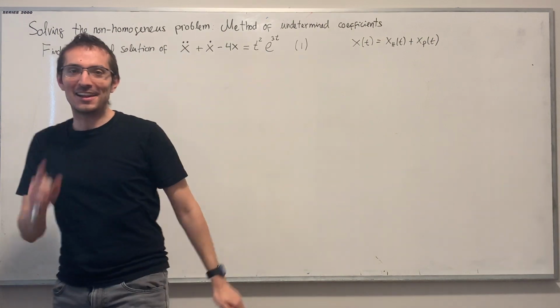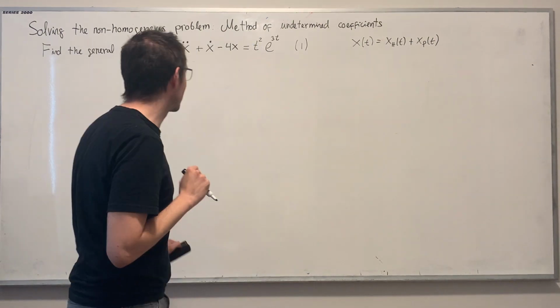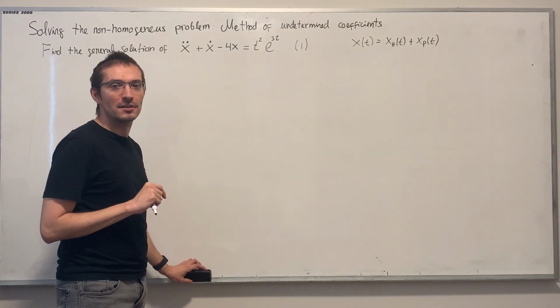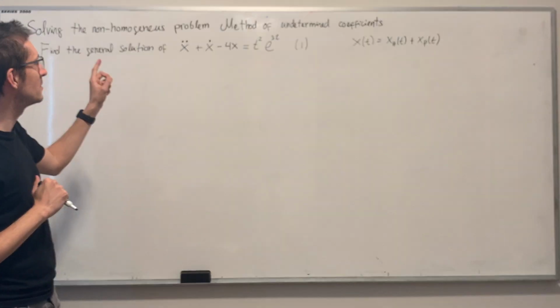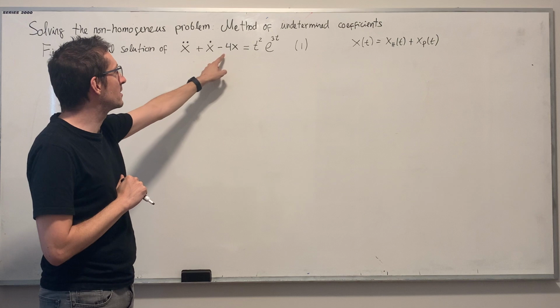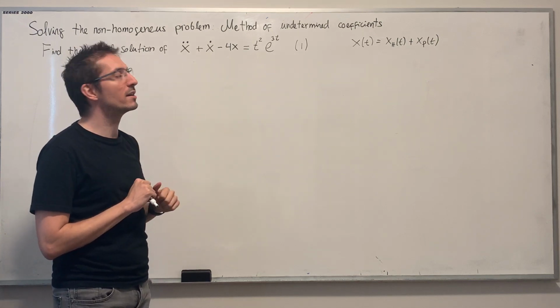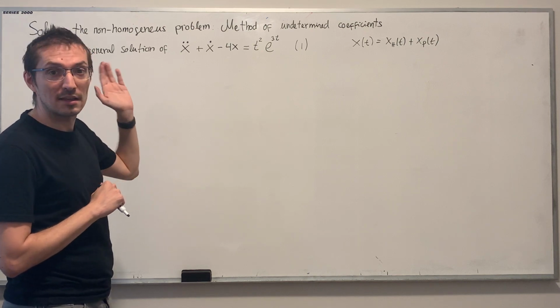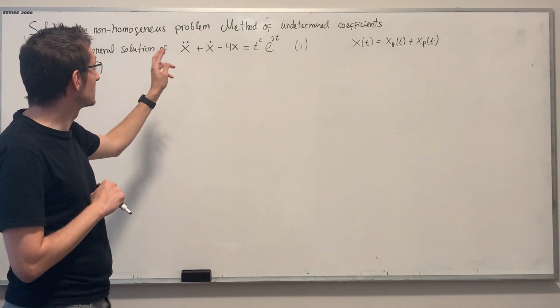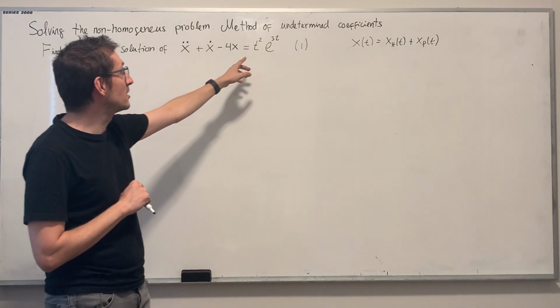All right, a little bit of time travel in action for the next example. Let's solve this non-homogeneous equation. Find the general solution of x double dot plus x dot minus 4x equals t squared exponential of 3t. Now we see right away that this is an ordinary differential equation. It's second order and it's linear and it's non-homogeneous.